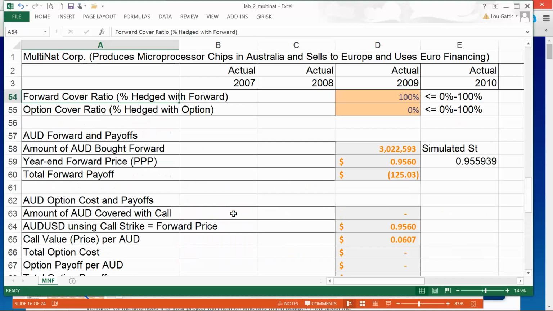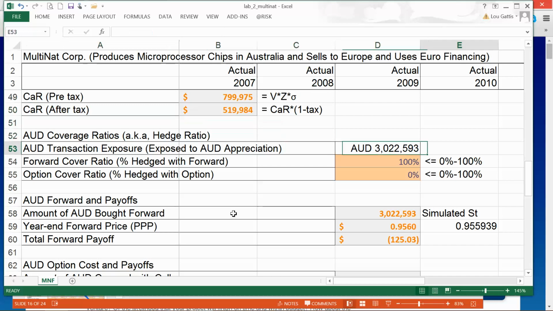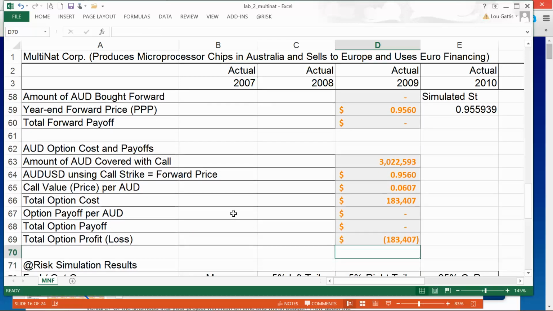And we'll do one more thing, and I'll let you do the rest. And that is, I'm going to take the forward ratio to 0. I'm going to have an option coverage ratio of 100%. Now what this is going to simulate is down here, I'm going to have a call option on all 3 million Aussies.